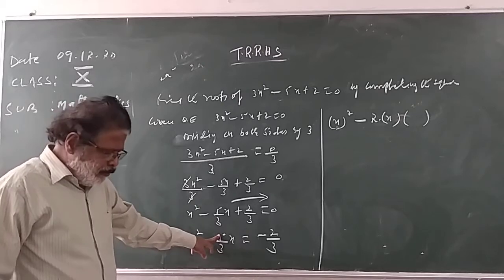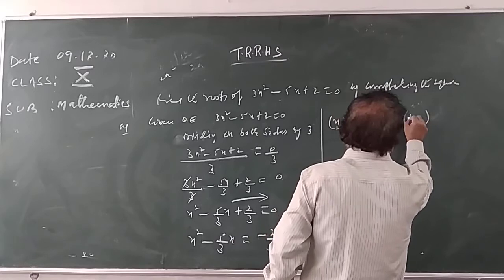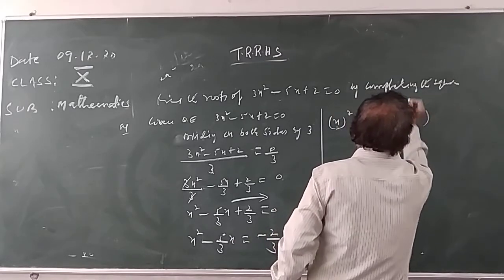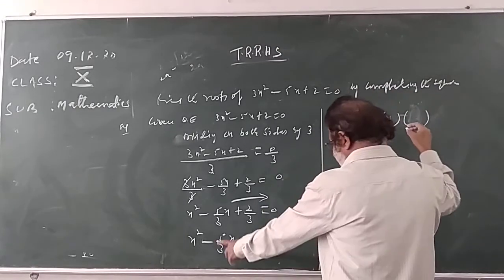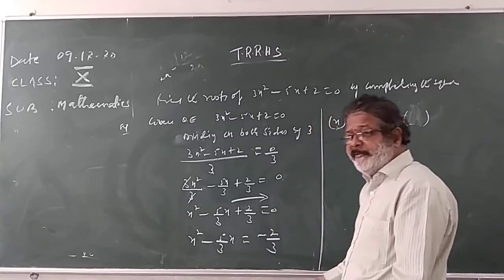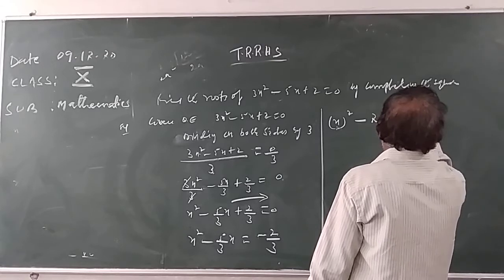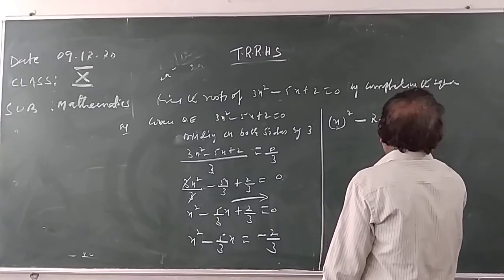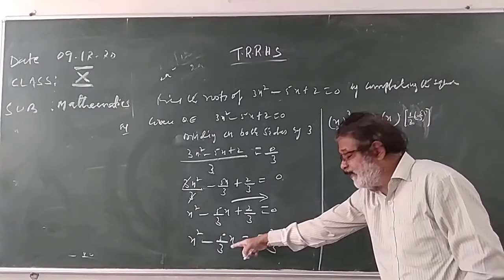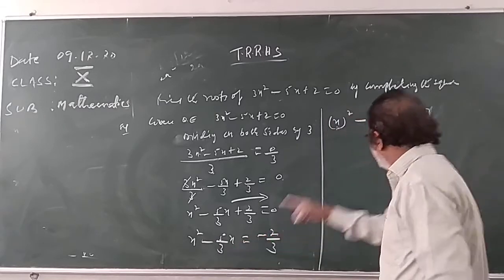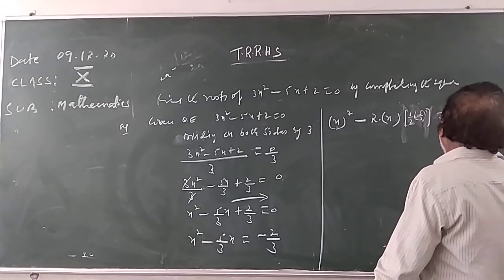What is the half of the x coefficient? The x coefficient is 5 by 3. Half of 5 by 3 is 5 by 6. This is the b value, always half of the x coefficient. Half of x coefficient, half of 5 by 3.